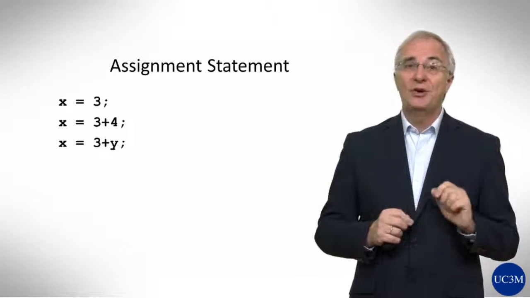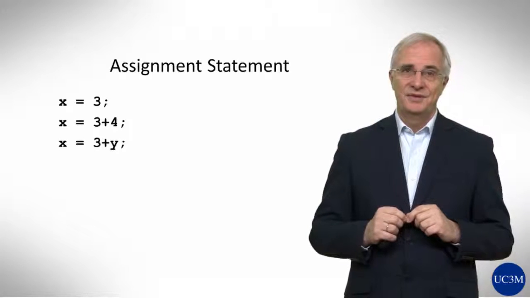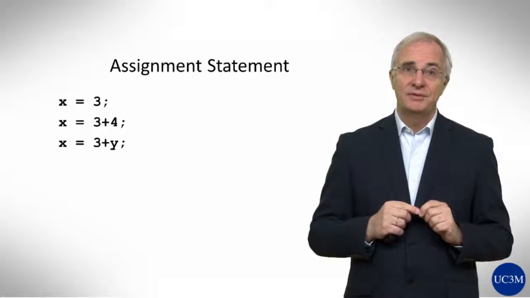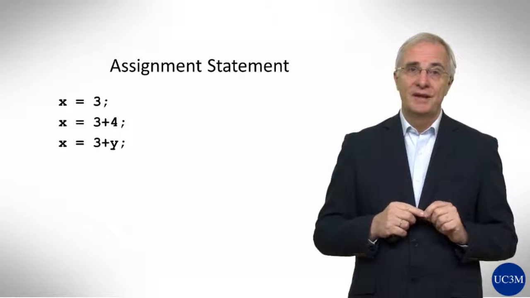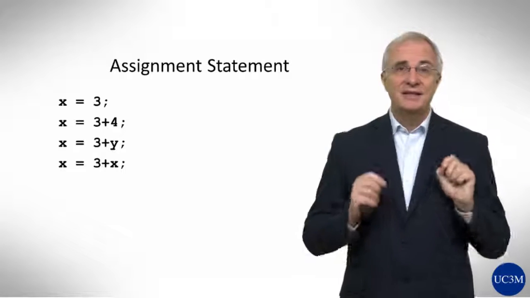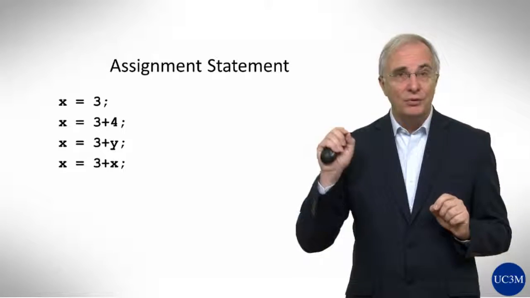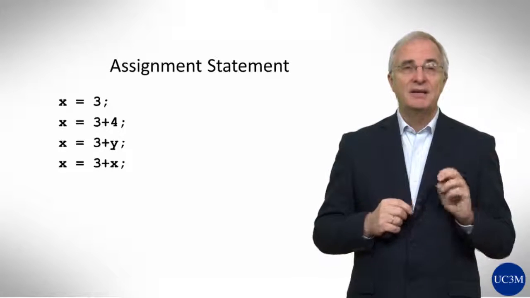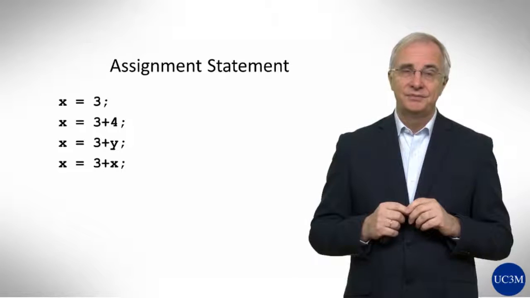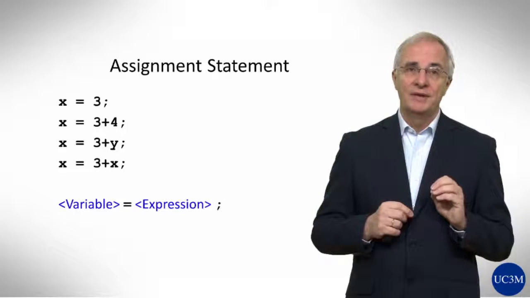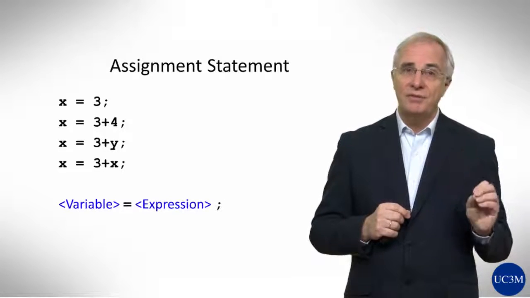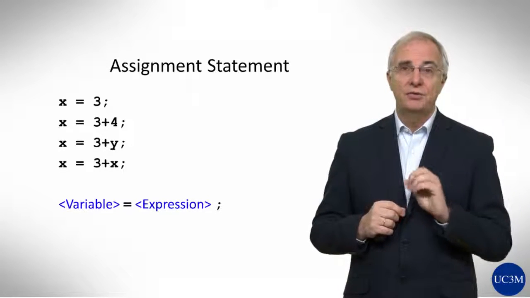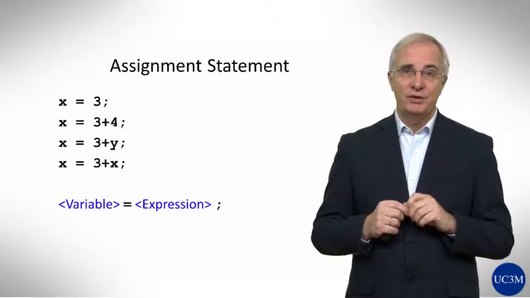Now, these expressions might also have variables. For evaluation, we might need to look up the values stored in the corresponding variables. Now, it might be even the case that the same variable appears both on the left and on the right-hand side of the assignment. Let's analyze this in more detail. But before, let's remember that an assignment statement consists of a variable followed by the equal symbol followed by an expression to be evaluated. We close up with a semicolon.